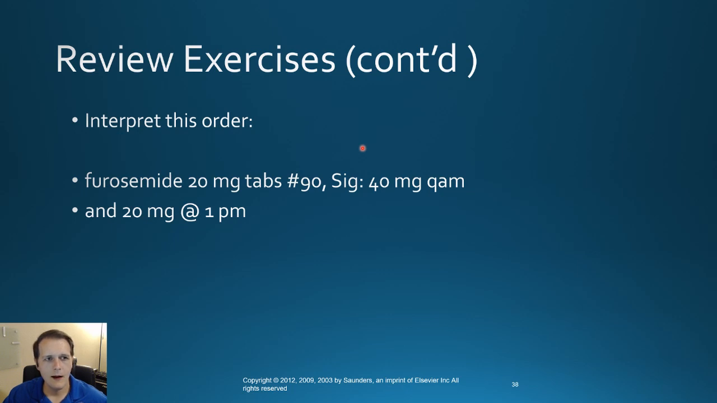Okay, next, how to interpret this order. So furosemide, this is a diuretic or a water pill, 20 milligram tabs, number 90, 40 milligrams QAM, and 20 milligrams at 1 p.m. How would you interpret that?